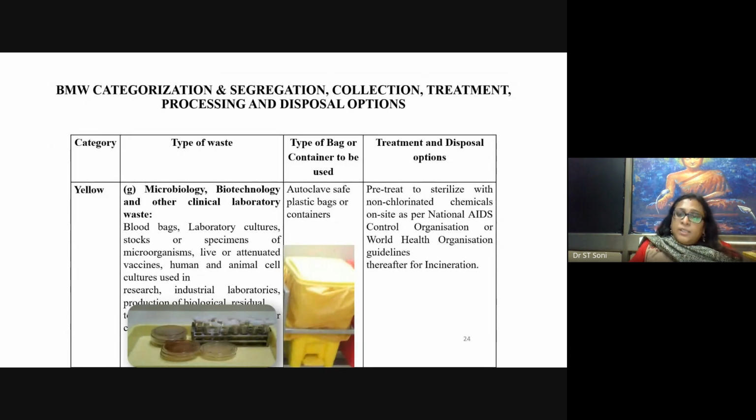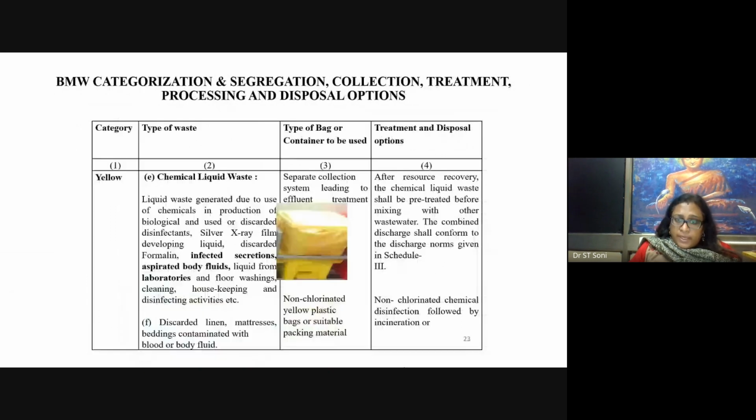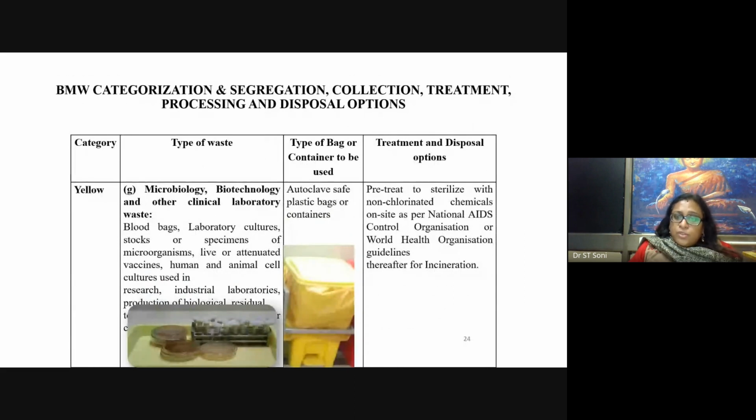Again, see, in the previous category, you have seen yellow colored containers and non-chlorinated plastic bags. Can you see the difference over here? Over here, the difference is autoclave safe plastic bags or containers. Why do we want to put it in autoclave safe plastic bags and containers? Definitely, we don't want to reuse them.